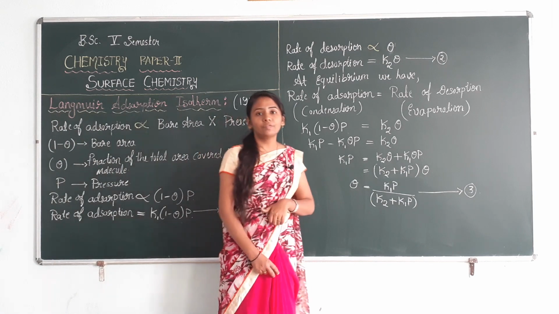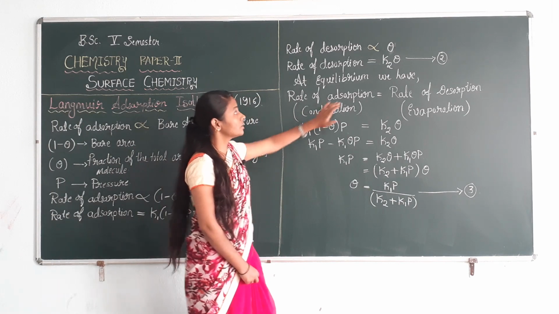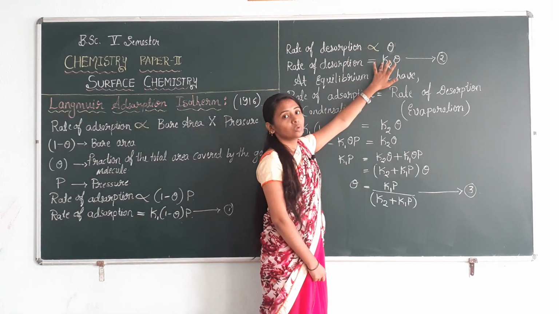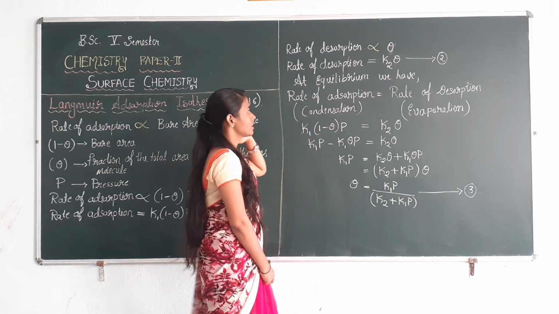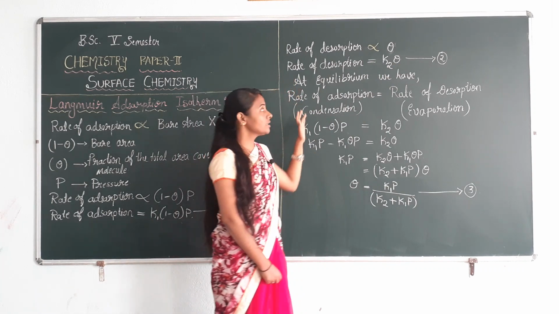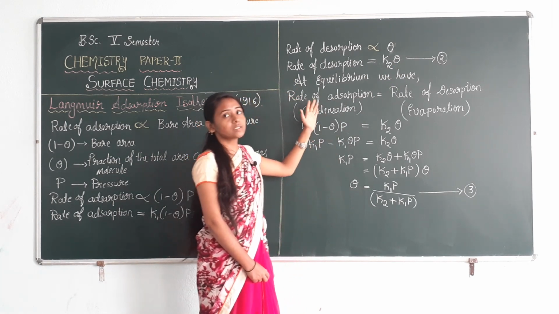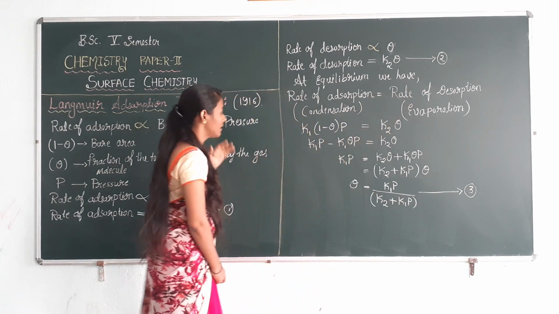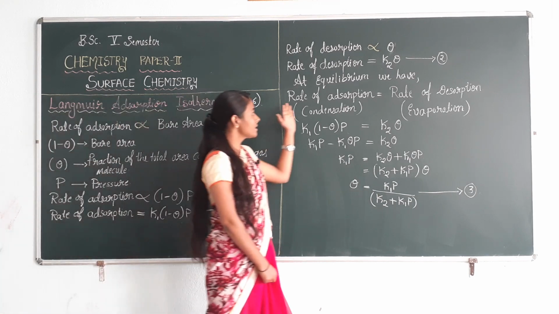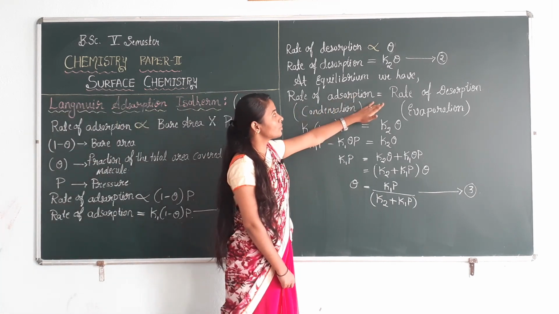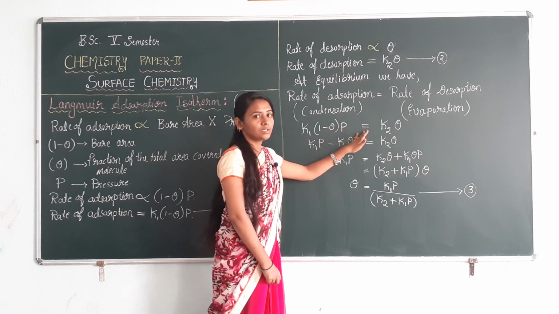Next is the rate of desorption. The rate of desorption is directly proportional to theta. For this proportionality we take K2, a constant, so rate of desorption equals K2 theta. This is the second equation. At equilibrium, condensation and evaporation are in equilibrium, that is, the rate of adsorption is equal to the rate of desorption. The rate of adsorption is K1 into 1 minus theta into P, and the rate of desorption is K2 theta. So K1 into 1 minus theta into P equals K2 theta.